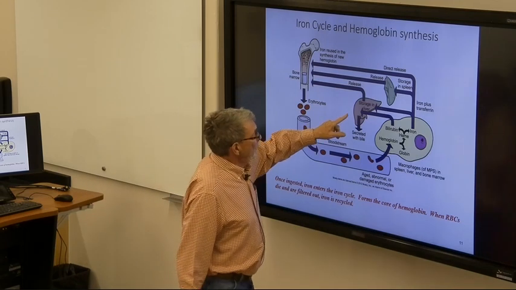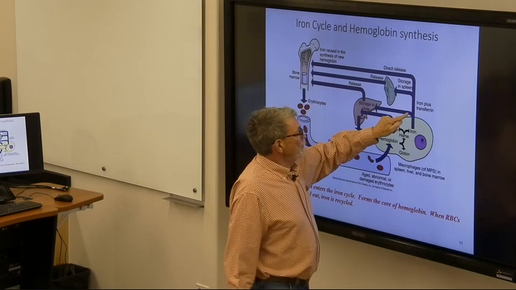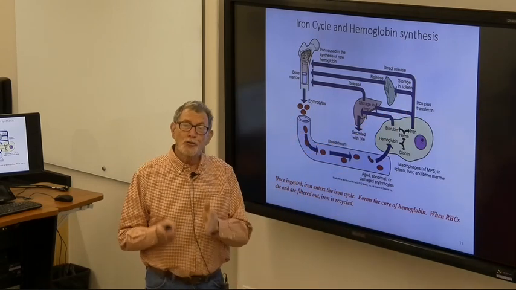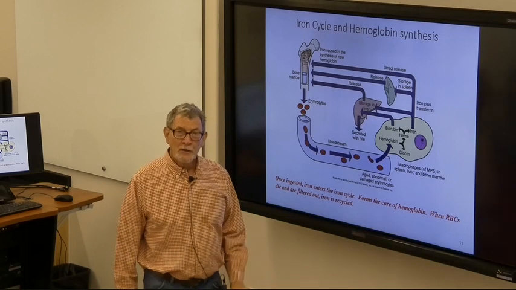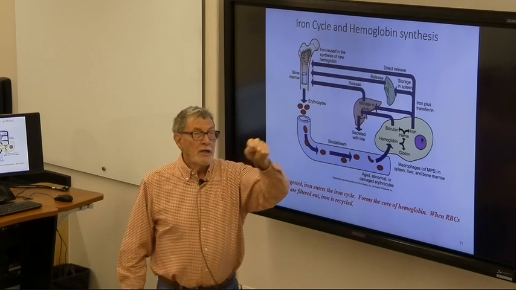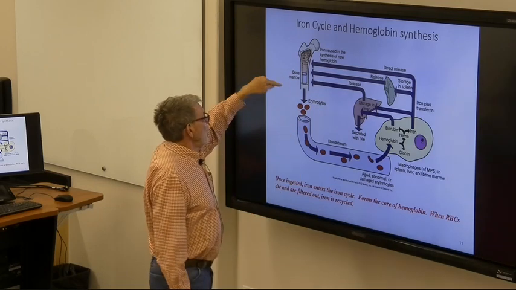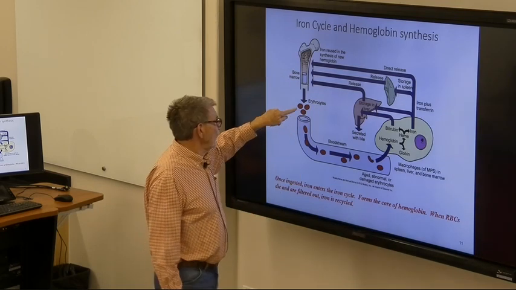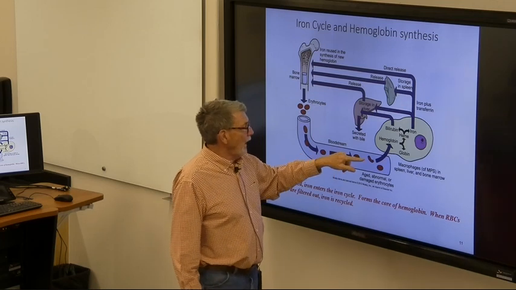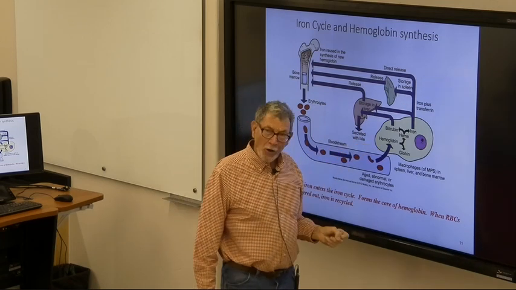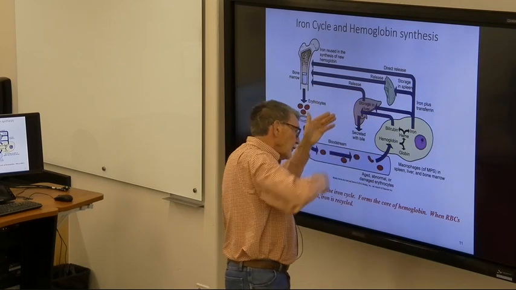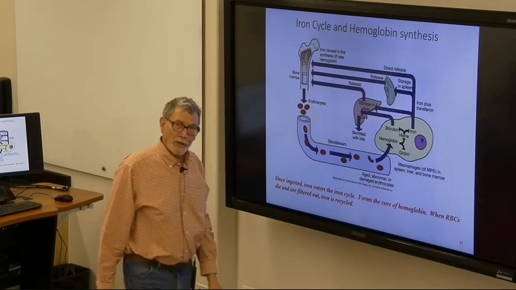The iron then is transported in the blood by a substance called transferrin. So it comes out of the liver, binds to transferrin, and goes to the bone marrow to make erythrocytes, and then the erythrocytes are filled with hemoglobin full of iron. When they break down, the hemoglobin and the iron is recycled, and the process starts over again.